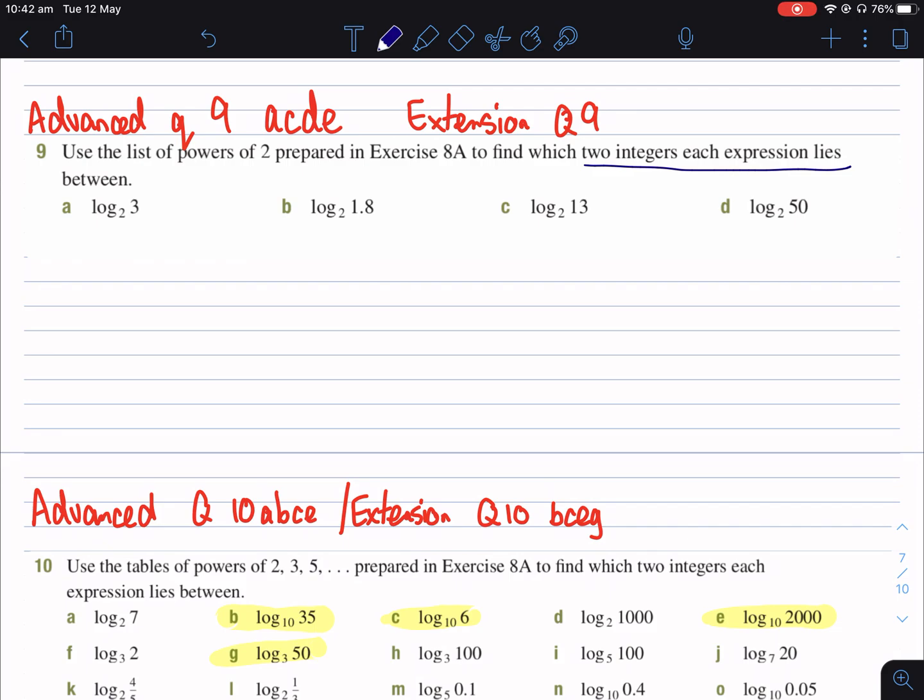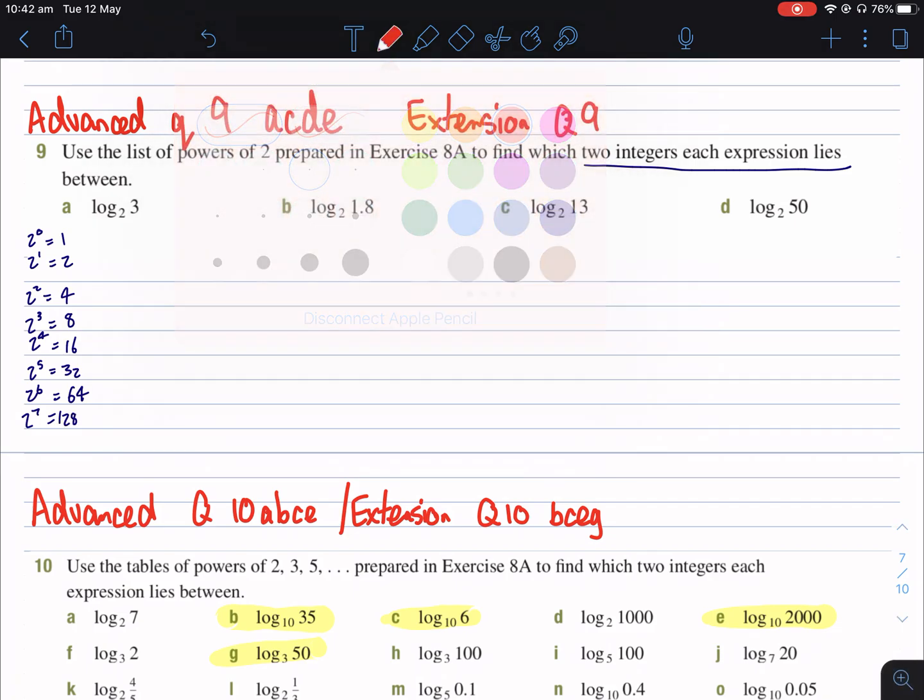So obviously 2 to the 0 is 1. 2, 4, 8, 16, 32, 64, 128. Doesn't look like I need any more than that.